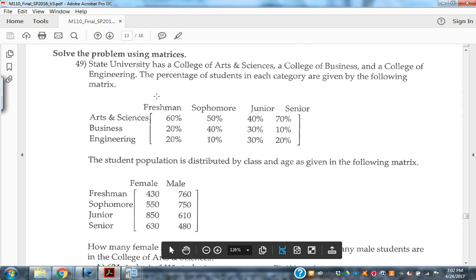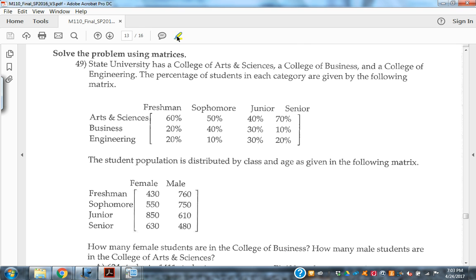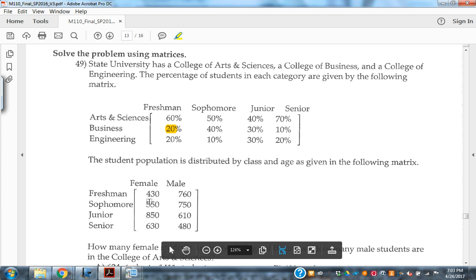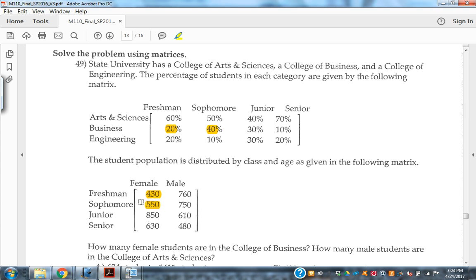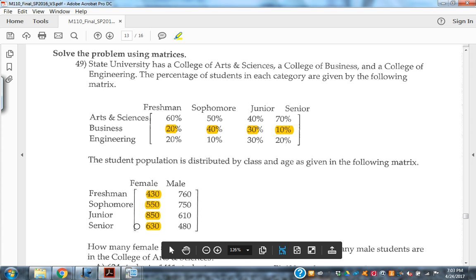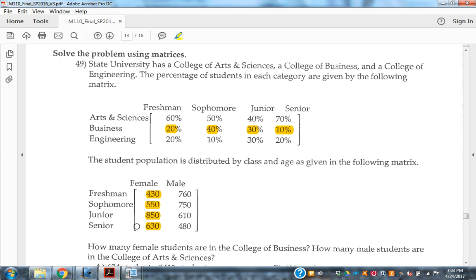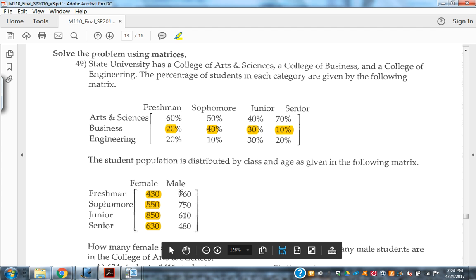What I'm saying to do is, for the College of Business, you're taking 20% of 430, 40% of 550, 30% of 850, 10% of 630, and adding those all up. And that gets you the females. And then you would take arts and sciences, you take those percentages times each of the male students in each class and add those up. And that would get you the correct numbers there.